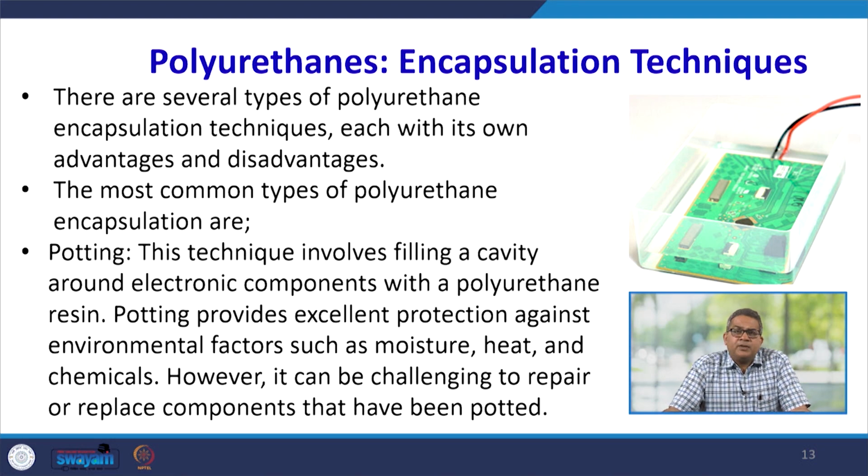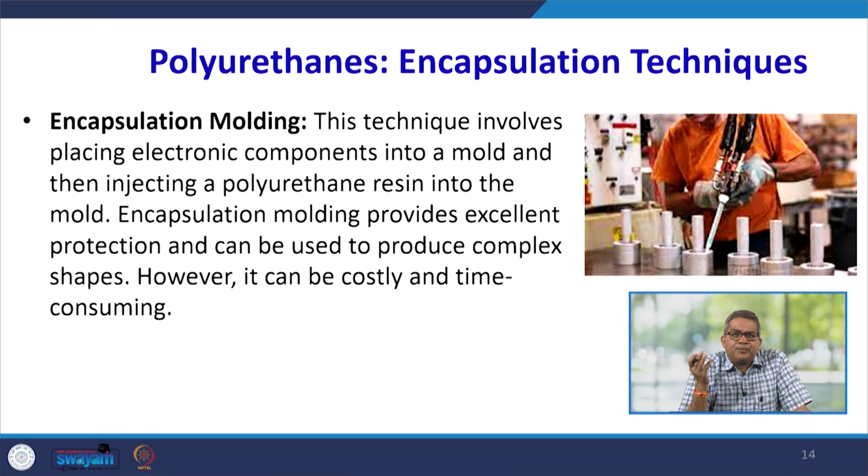Now there are various techniques associated with encapsulation. There are several types of polyurethane encapsulation, and each has its own advantages and disadvantages. The most common type of polyurethane encapsulation is potting. This technique involves filling a cavity around the electronic component with a polyurethane resin. Potting provides excellent protection against environmental factors like moisture, heat, dirt, dust, and chemicals. However, it can be challenging to repair or replace components that have been potted.